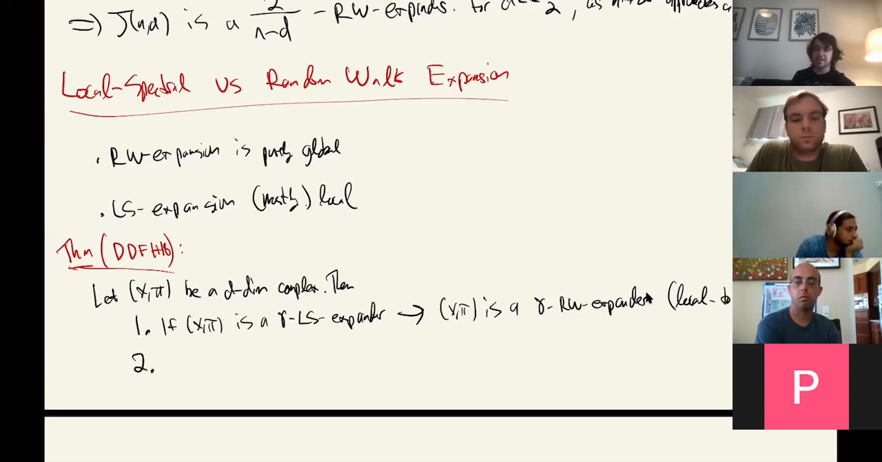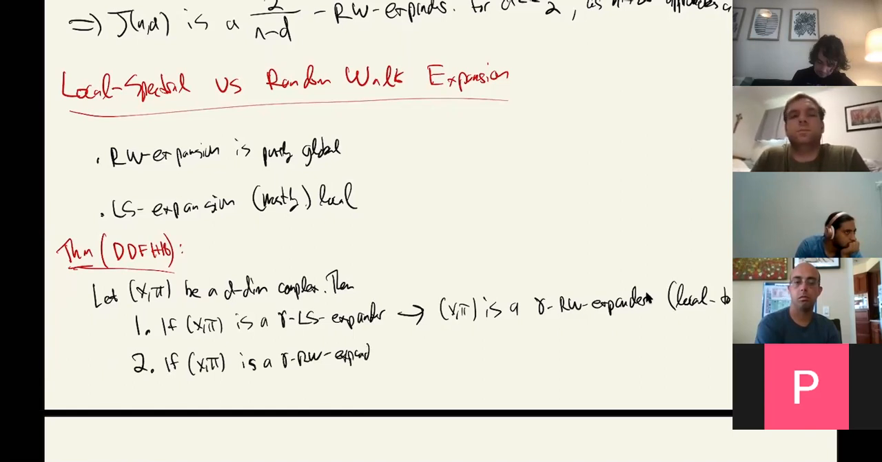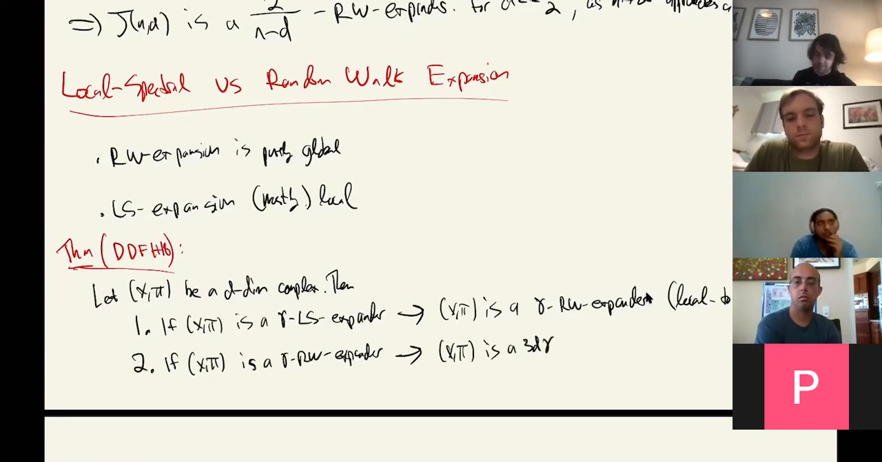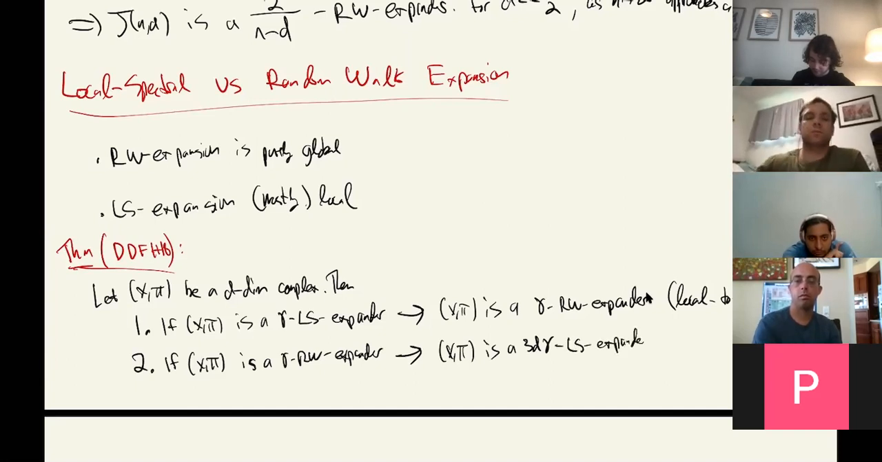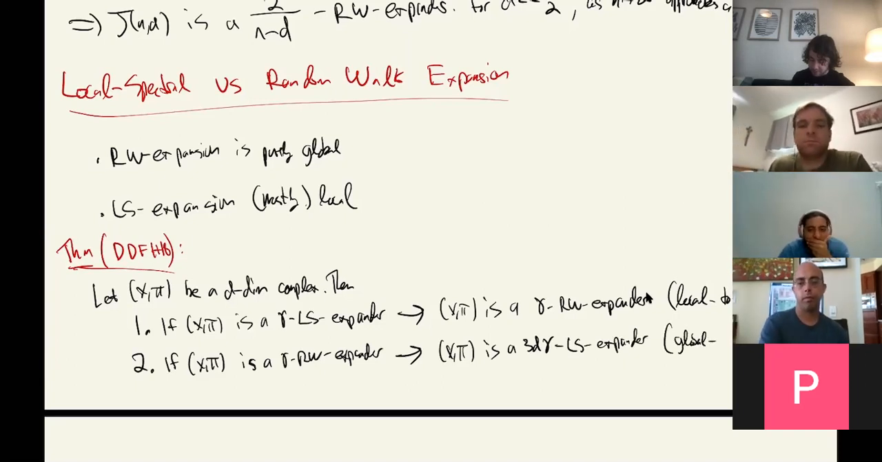And then it turns out, surprisingly, the converse is actually true up to a constant factor. So in particular, if (X, π) is a γ random walk expander, this implies that (X, π) is a 3·d·γ local spectral expander, so not quite a γ local spectral expander, but off by basically the dimension of the complex. So this is the other way. This is global to local.